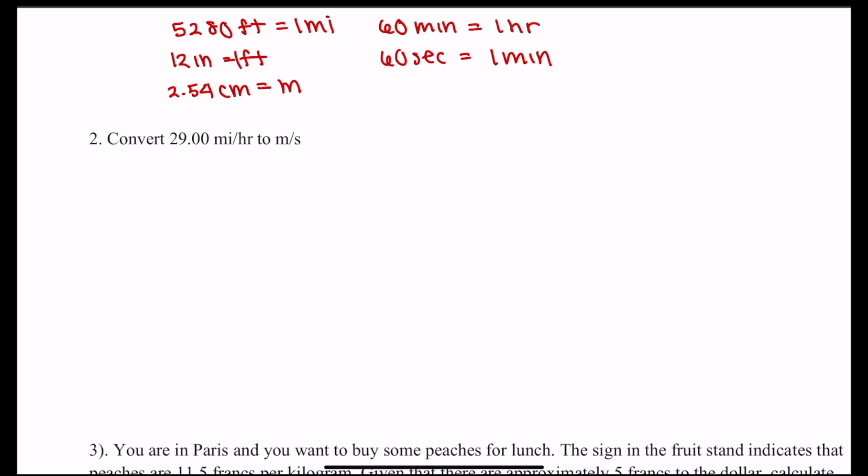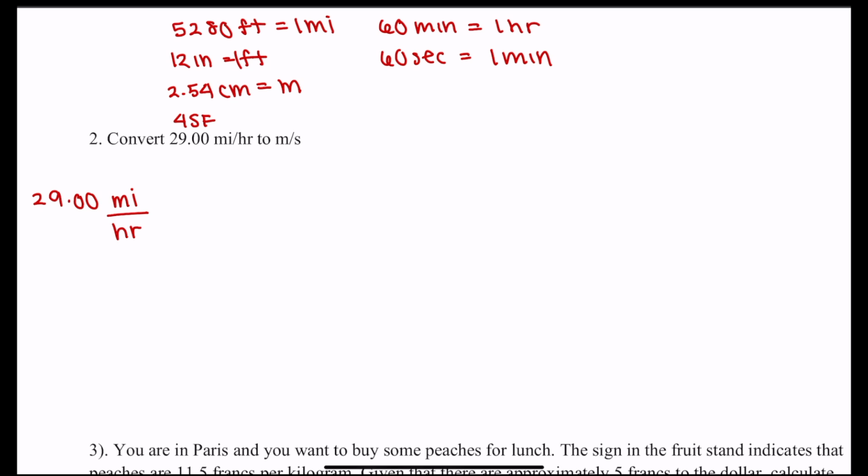So, using that, I'm going to solve this. So, I have 29.00. So, that means this is 4 sig fig. Our final answer should have 4 sig fig. So, that's miles per hour. This is how you write it.